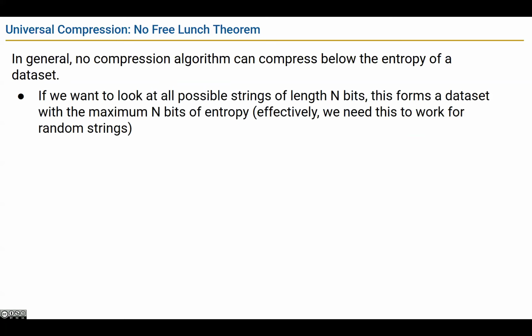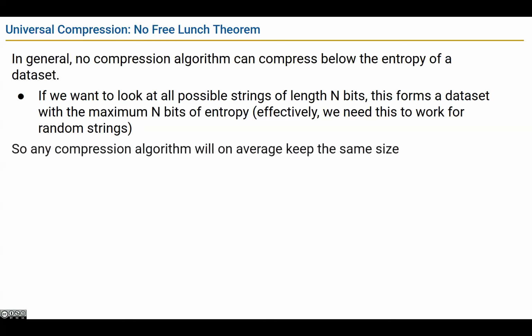First of all, if you look at every possible string of length n bits, that forms a data set with n bits of entropy, since there are 2 to the n distinct possibilities. So you can't take any compression algorithm that takes every n-bit string and reduces it. On average, any compression algorithm is going to keep the same number of bits.